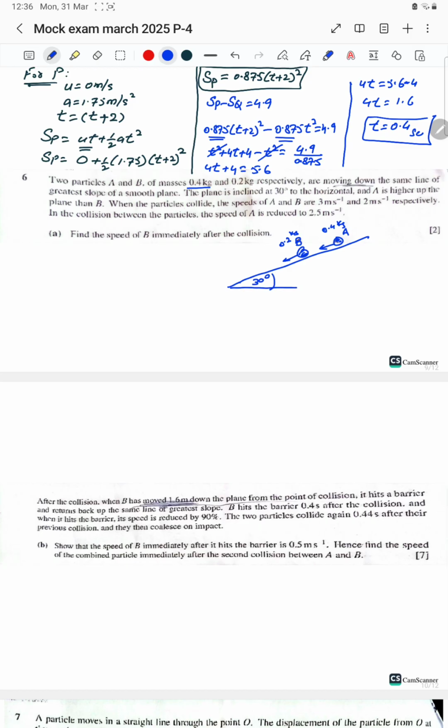A is higher up the plane than B. So this height is HA and this is HB. A is higher than B. When the particles collide, the speeds of A and B are this and this. Here I need to redraw the shape like this.